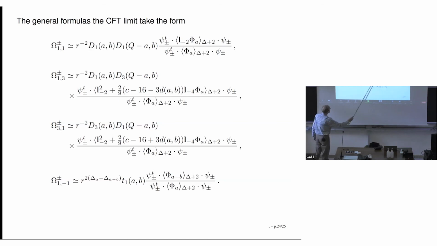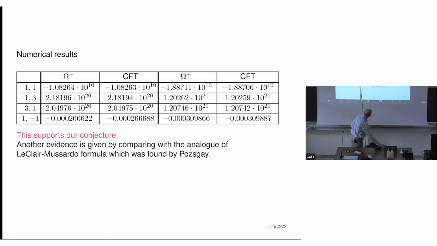This is my CFT answer, and it must be compared with what I computed from my equation starting from TBA for omega 1, 1, this is for omega 1, 3, 3, 1, and then for omega 1 minus 1, it is from the ratio of two primary fields. And the results, you see, are pretty good. So here is very good.